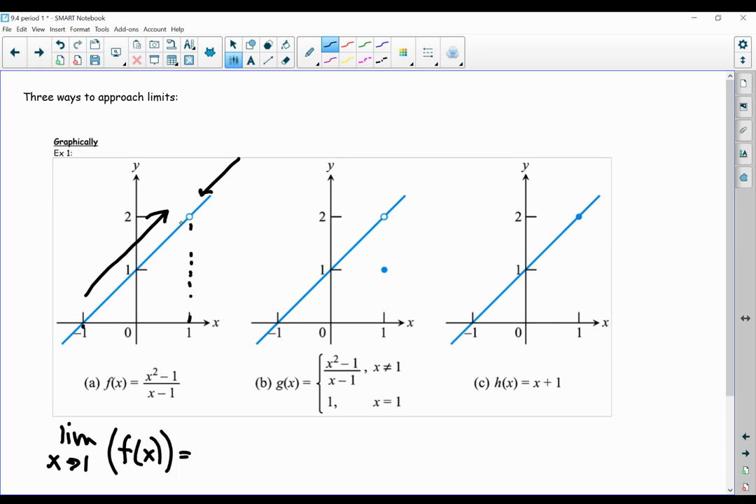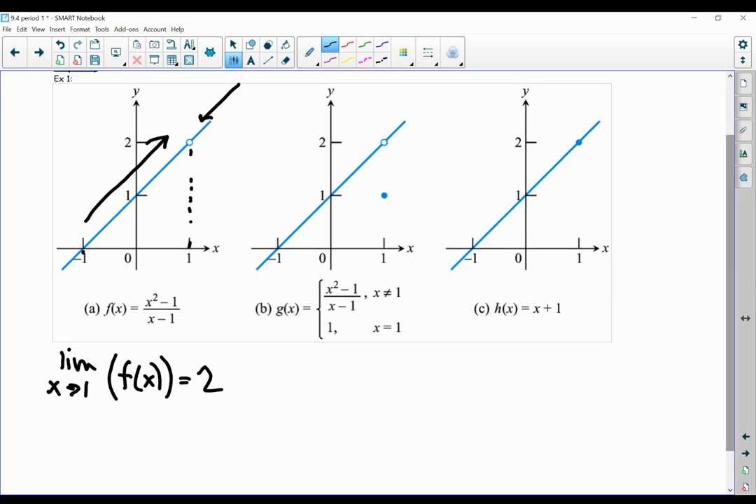Now, if I look at what happens here, there's a hole at 2. That's like Panera burning down to the ground. So even though there's a hole there, if I were to just travel along, it looks like I'd be heading towards a height of 2. So I'm going to say that the limit as x approaches 1 of that function is 2.